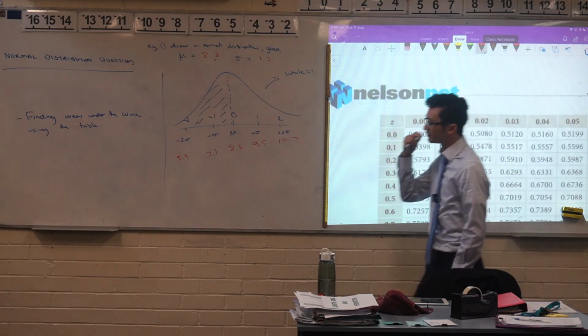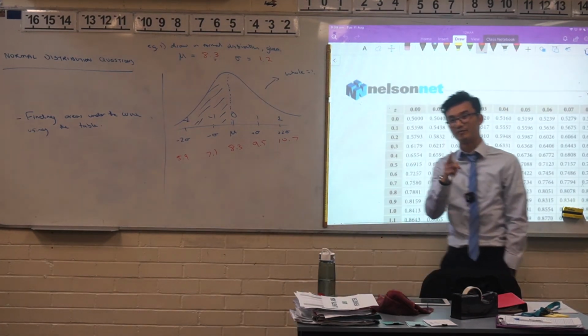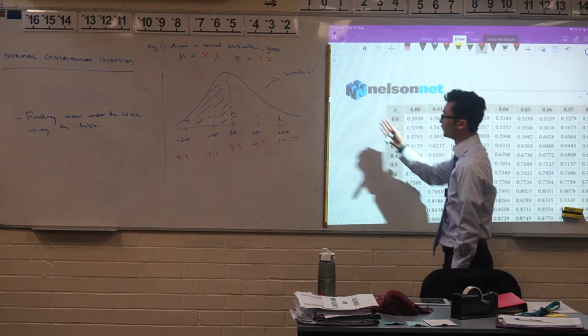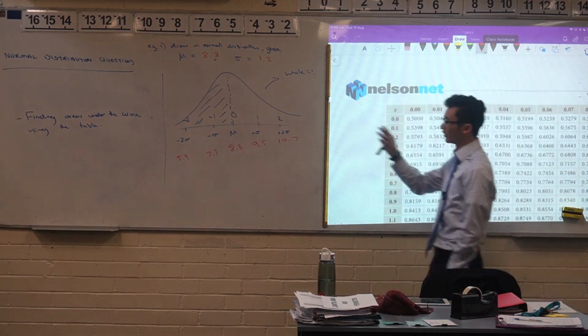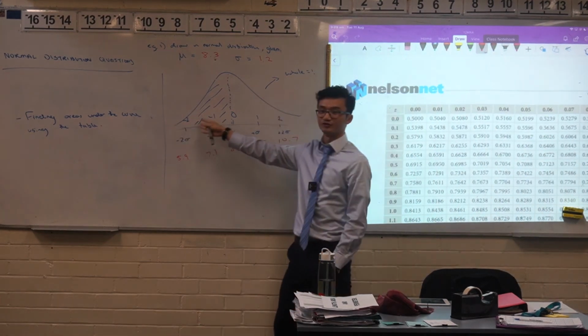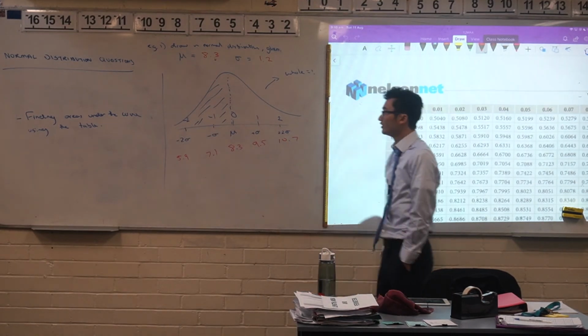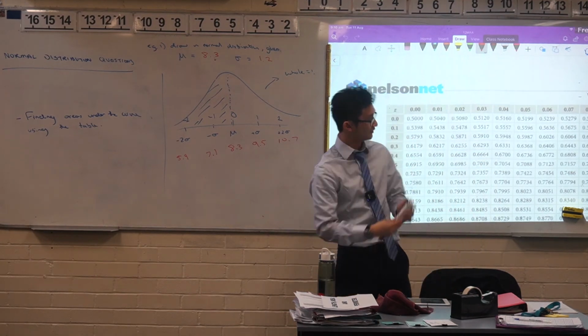So what the table tells you is the area under the curve until that point, until that z-score, for your normal distribution. So it only works for a normal distribution, and it only works for the cumulative area. So the area under the curve until that point. So how do we summarize this? Well, let's summarize it like this.